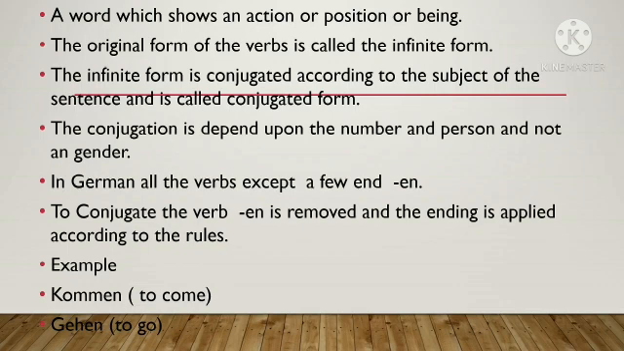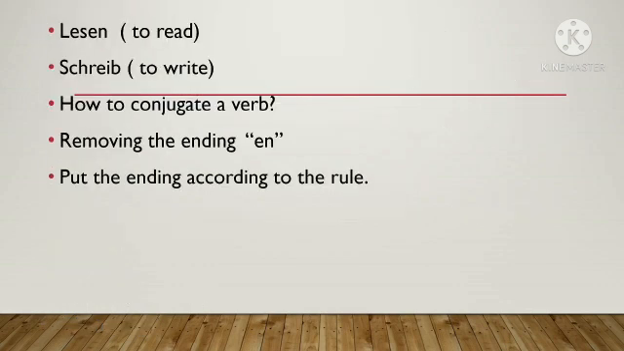So to conjugate the verb, en is removed and the ending is applied according to the rule. Whenever you have to conjugate a verb, you have to remove the en of that verb, and according to the subject you have to apply the rule. For example, kommen, to come; gehen, to go; lesen, to read; schreiben, to write. How to conjugate a verb? Removing the ending en.